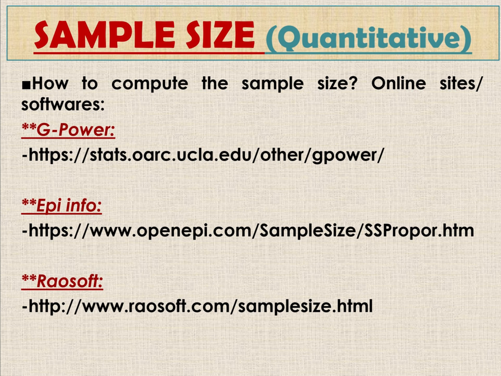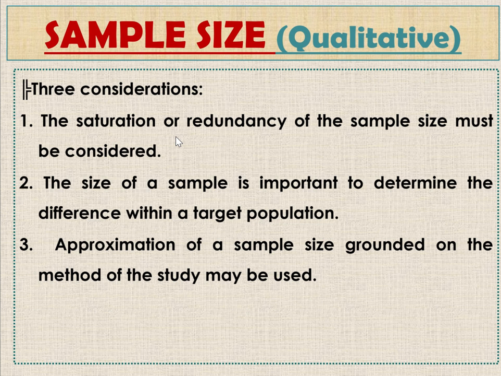So that is for quantitative, no? The different considerations for quantitative research. Now, for qualitative, eto naman yung mga i-consider nyo if you are having a qualitative research design. So, three considerations. First, the saturation or redundancy of the sample size must be considered for qualitative research too.